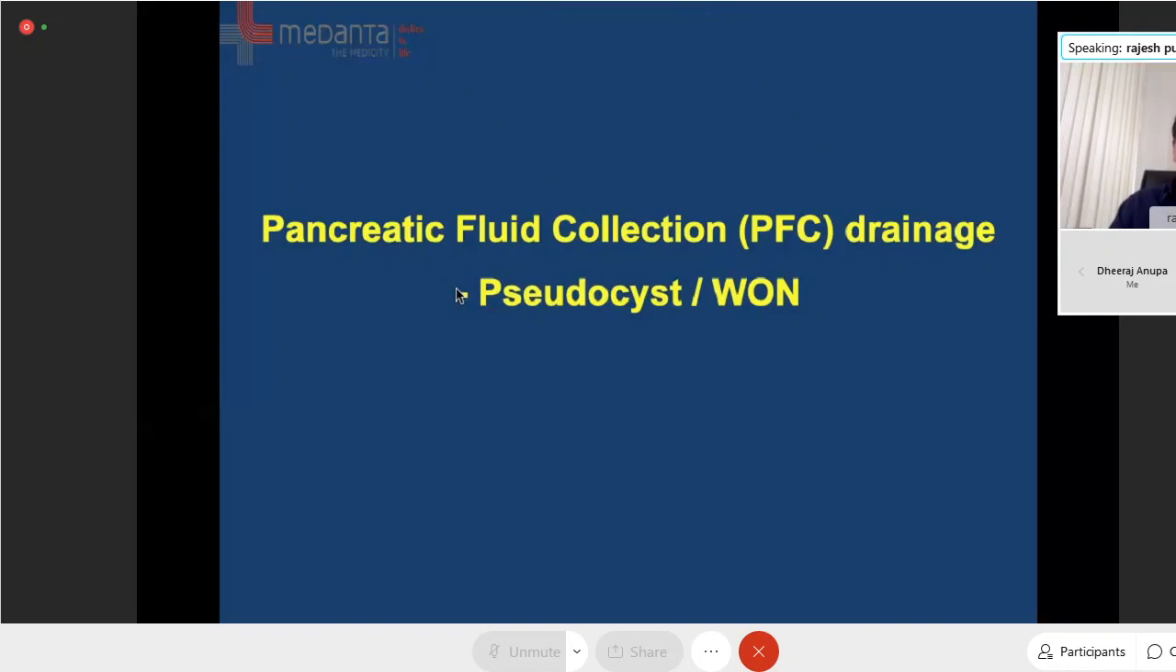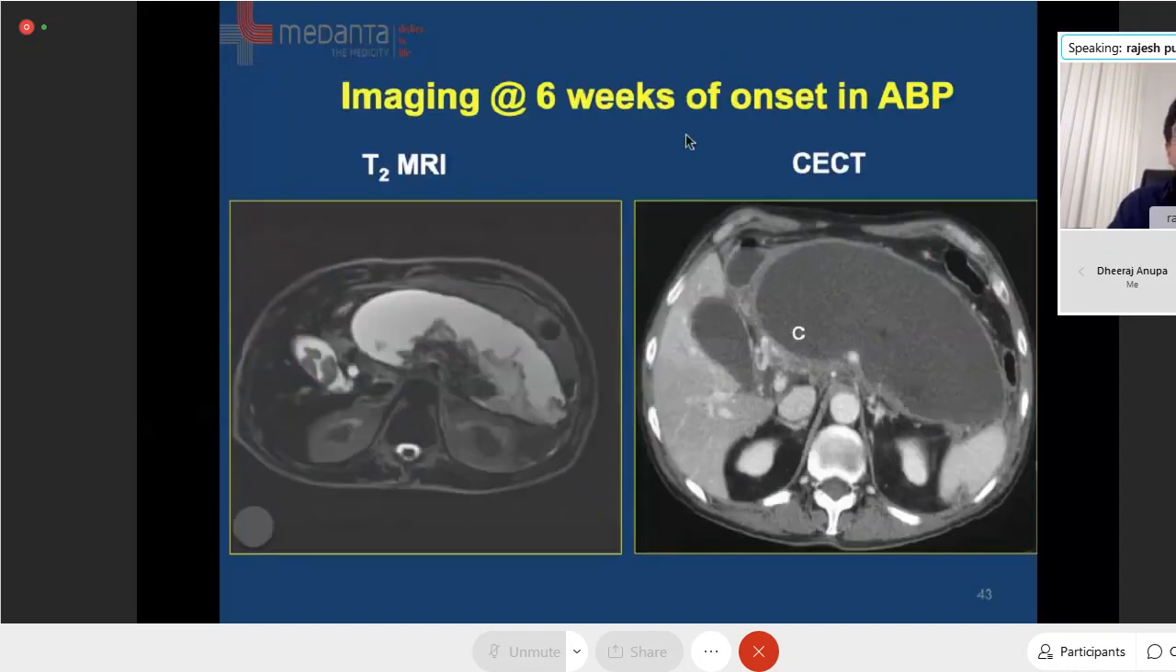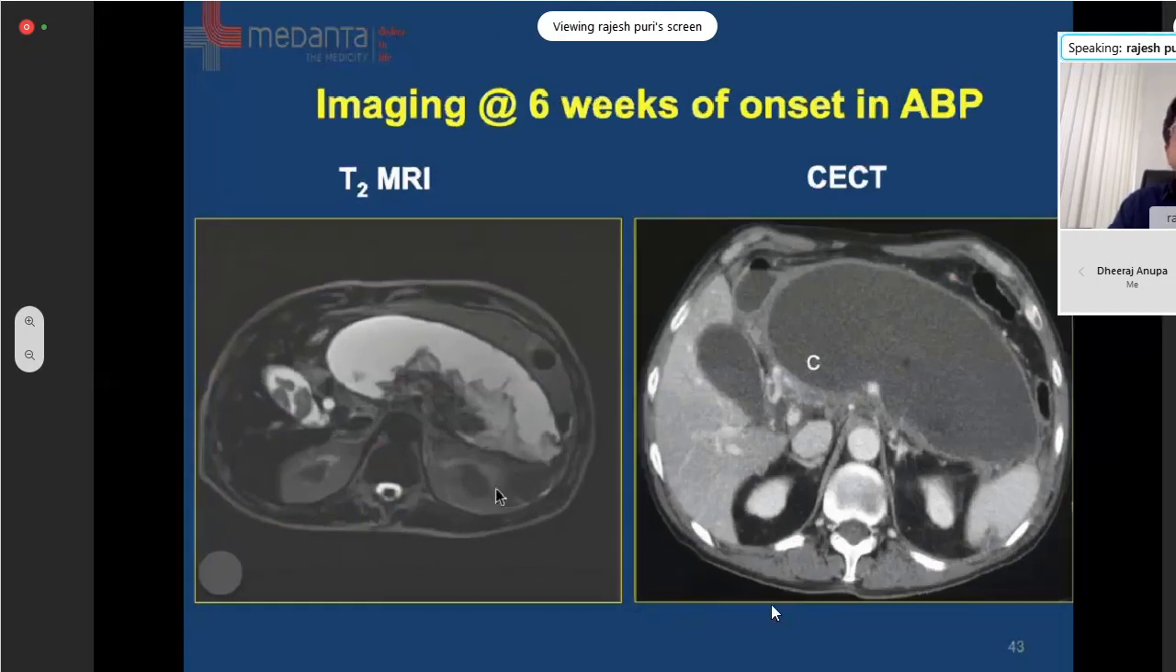For pancreatic fluid collection, either WOPN or pseudocyst, it is preferable to drain with the help of endoscopic ultrasound. To know about the nature, CT or MRI is the investigation of choice. T2 weighted images give information about the debris. This is important for you.